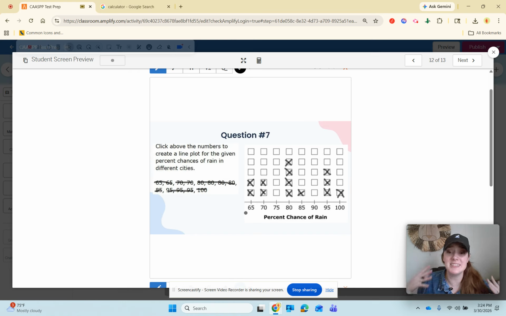So now looking at this data as a visual, we could notice, oh my goodness, there were a lot of 80s, right? That's going to be our mode, the most frequently shown value. We can also see there's quite a bit of 95s, but just kind of observe it. It's a little bit easier to observe when we have a visual, but they don't ask us to interpret it. That's it, and then you would submit.